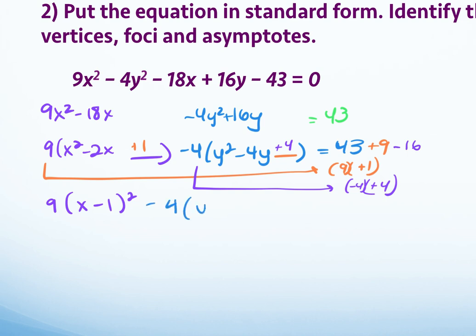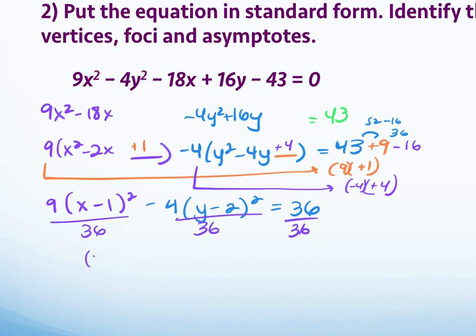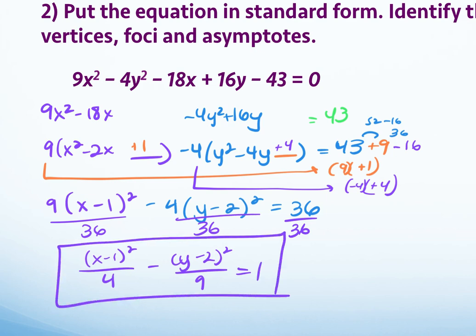Minus 4, square root first, square root last, sign from the middle, put it in parentheses, and square it. All right, then 43 plus 9 is 52, minus 16 is 36. And then it's got to equal what? 1, so I divide everything by 36. I get (x minus 1) squared over 4 minus (y minus 2) squared over 9 equals 1. And now you're in standard form.